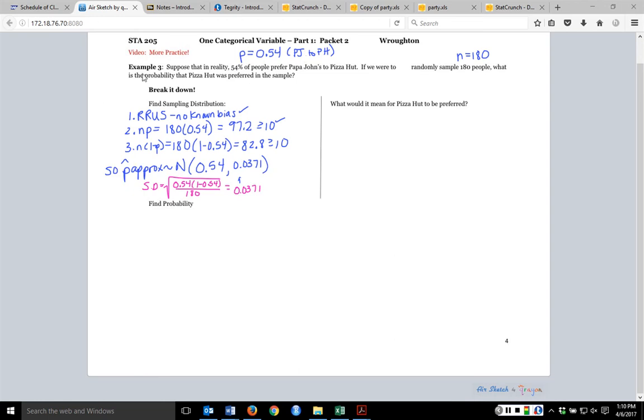But we were talking about people who preferred Papa John's, and we actually want to find Pizza Hut being preferred. What does it mean for Pizza Hut to be preferred? That would mean the percent that prefer Pizza Hut would be bigger than 50%. I can also phrase that differently: if Pizza Hut is preferred by more than 50%, the percent that prefer Papa John's would have to be less than 50%. It's really saying the same thing. Why focus on that? Up here we were talking about Papa John's, so if P hat is less than 50%, Pizza Hut is going to be preferred. Let's apply this idea to our picture.